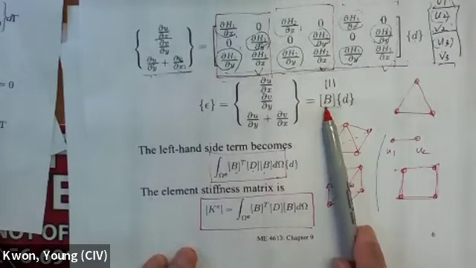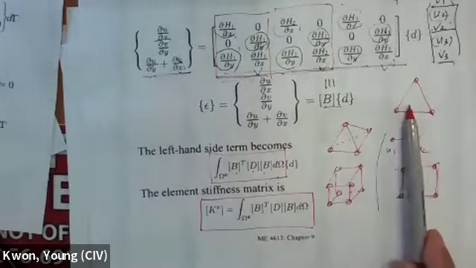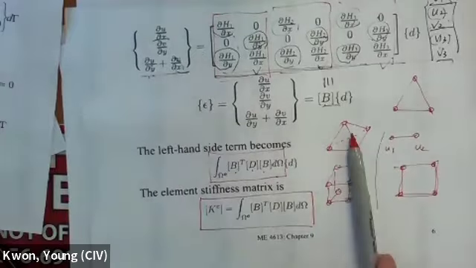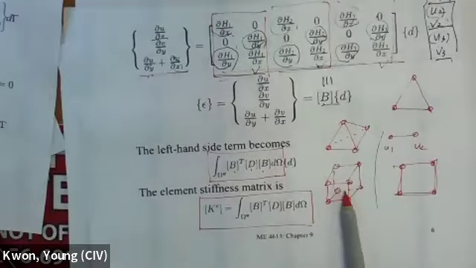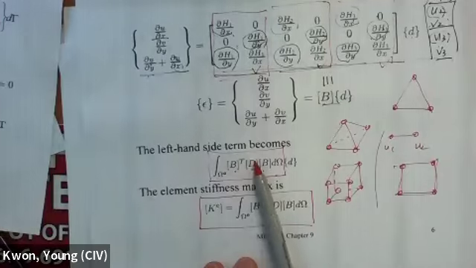So the size of matrix B is going to be either 1 by, 3 by, or 6 by something, like this one: 3 by 6, 3 by 8, 6 by 12, 6 by 24. Okay, so that's going to be the size of matrix B. Then what is the matrix D?